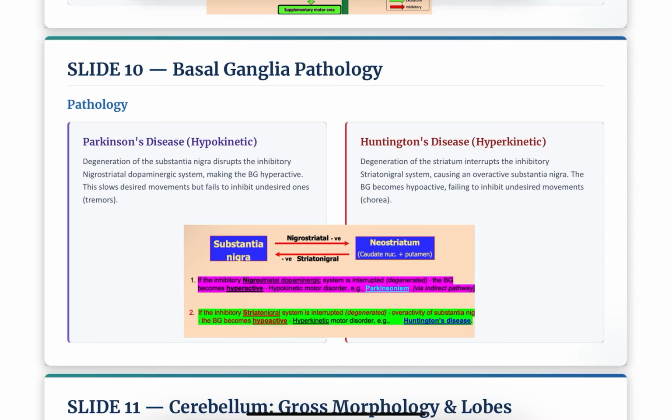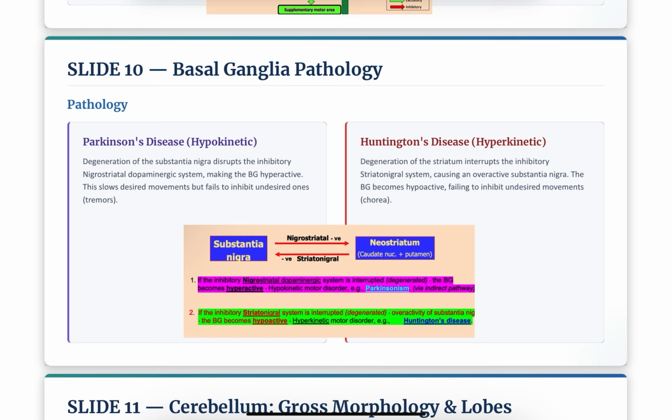Now, because the basal ganglia is failing to inhibit the unwanted movement, they will develop chorea. So we need to remember what? Parkinson is hypokinetic, Huntington is hyperkinetic. So again, I have degeneration of the neostriatum, striatonigral pathway disrupted, activation of the substantia nigra, leading to hypoactivity. The unwanted movement is failing to be inhibited, so they will develop the chorea. So Parkinson is associated with a tremor and Huntington with chorea.